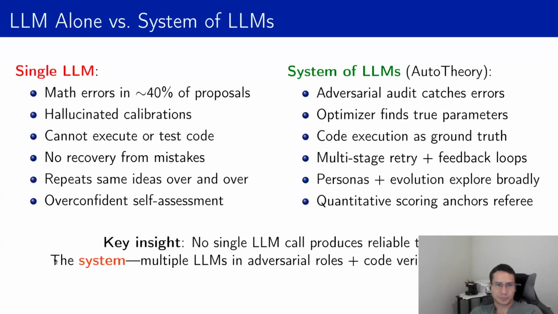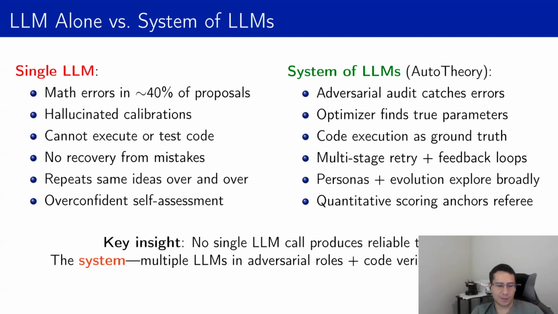And obviously, there's a big difference between the system by itself, which has math errors in 40% of proportions, versus the system of LLMs that catches these errors. The hallucinated calibrations by LLMs versus the optimizer finding the parameters. LLMs cannot execute or test code, whereas AutoTheory can use code execution as ground truth. No recovery from mistakes versus multi-stage retry loops. Repeating the same ideas over and over versus personas plus evolution exploring more broadly. And the overconfident self-assessment versus quantitative scoring and clustering. So the key insight is that no single large language model produces reliable theory, but the system does.